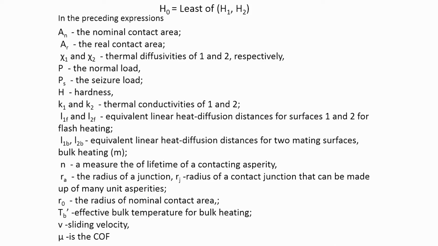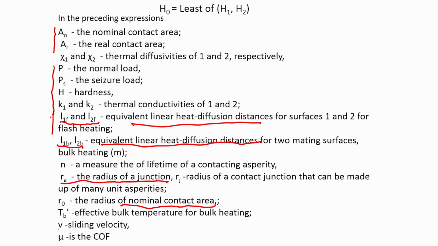Now, the other important thing is all these different parameters which are used in these expressions. So, AN and AR, as I said, are the nominal contact area and real contact area, P is your normal load, H is your hardness, K1, K2 are the thermal conductivities of solid 1 and solid 2, L1F and L2F I have mentioned while defining flash temperature as the equivalent linear heat diffusion distance. L1B and L2B are your equivalent linear heat diffusion distances for the two mating solids in case of bulk heating, and R0 is your radius of normal contact area, RA is the radius of a junction, V is your sliding velocity and mu is your coefficient of friction.